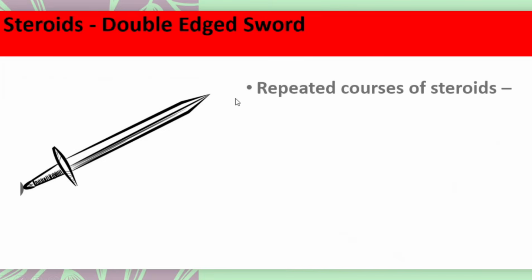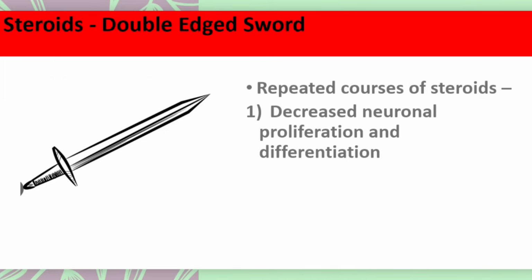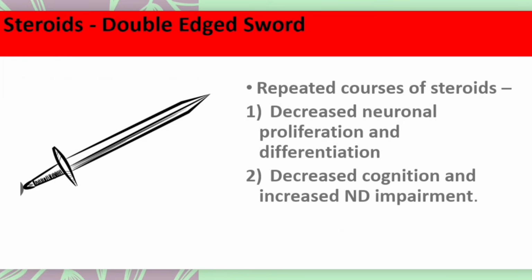There are certain drawbacks of using steroids also, especially when you are using repeated courses. It has been seen that repeated courses of steroids lead to decreased neuronal proliferation and differentiation, and also decreased cognition and impaired neurodevelopmental outcomes. That is why most of the bodies recommend giving one extra course. So if you are suspecting a premature delivery, you can complete one course of steroids. If 7 days or more have passed, you can go for a second course, but not beyond two courses, because repeated courses tend to worsen the neurological outcome.